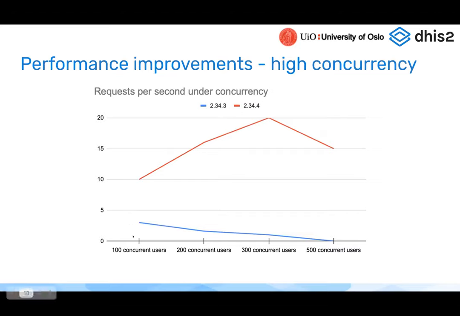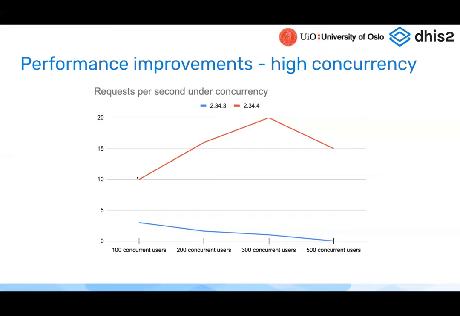Here is a performance test performed with concurrency. As we can see, with 100 concurrent users doing 2 to 3 operations per minute, the requests per second for 2.34.3, the old blue line here, start at around 3. And with concurrency, it deteriorates. At 500 concurrent users, it's no longer responding.